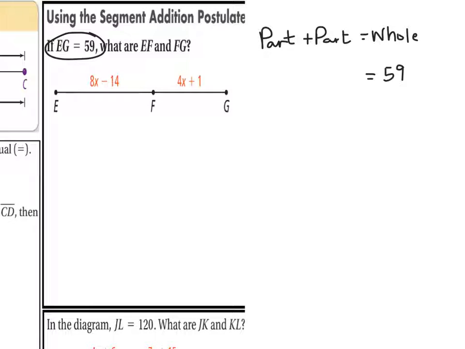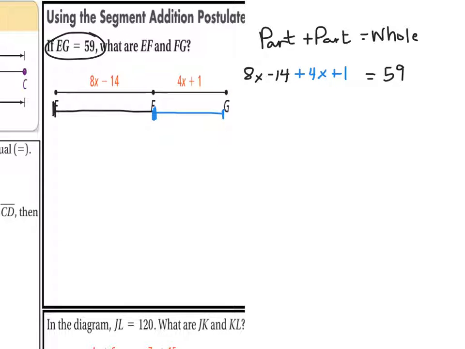EF, from E to F, is that a part or is that a whole? Well, EG is the whole line, so 8x minus 14 is going to be a part, so I'm going to put that in here. 8x minus 14, that's EF. And then you have from F to G. Again, that's another part, so we're going to add that 4x plus 1 to that. And now you have an equation that you're going to have to solve.